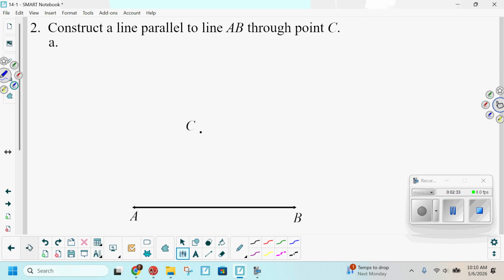All right, 2. We're going to construct a line parallel to AB through point C. All right, we did this a long time ago. The best way to do this is we're going to construct a rhombus. So I'm going to take my pencil and I'm going to put 2 points on line AB. And can you visualize the rhombus I'm trying to make? Can you see that rhombus? Right, so that rhombus is what I'm trying to actually make. All right, whoops.